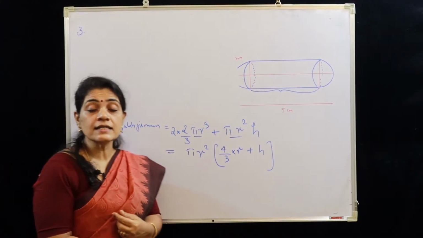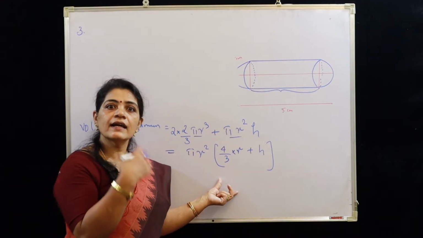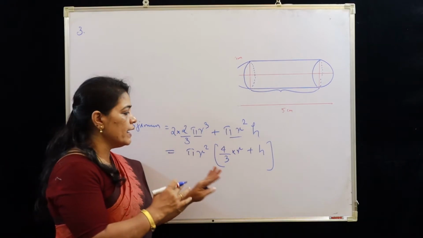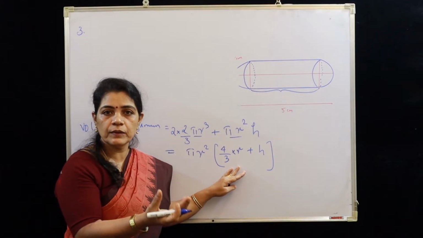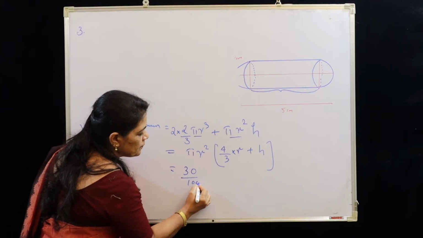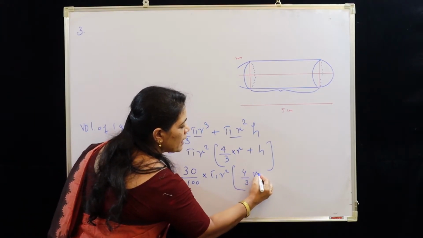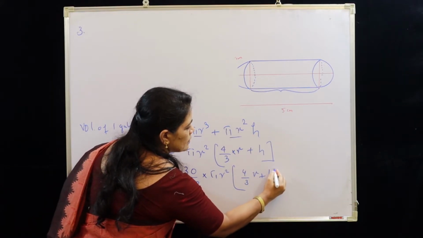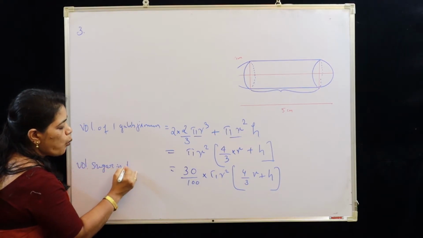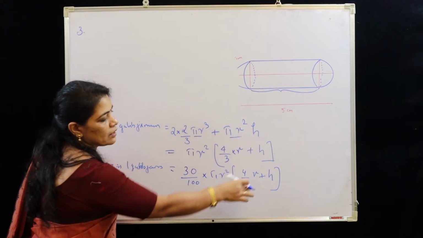And what is asked? The sugar syrup contained in 45. So we have to find out how much sugar is contained in 1 gulab jamun, and that is given as 30% of the volume of 1 gulab jamun. 30% means you have to multiply this with 30 by 100. How to convert a percentage into a fraction? 30 by 100, into pi r square into 4 by 3 r plus h. What is this? This is the volume of sugar in 1 gulab jamun, that means 30% of the volume of 1 gulab jamun.